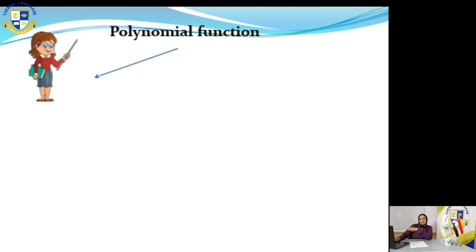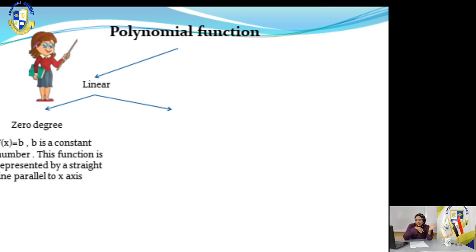Let's move to slide number 2. Polynomial function. We have two types of the polynomial function. We will study the first type, which is the linear function. Also, the linear function is divided into two degrees: 0 degree and first degree.